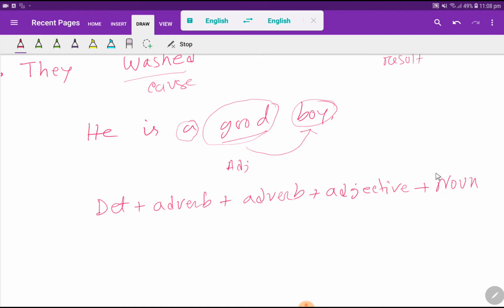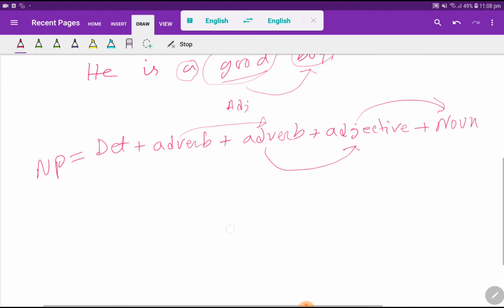Look, we can modify a noun by an adjective. We can modify an adjective by an adverb. We can modify an adverb by another adverb, right? So this is the structure of a noun phrase. Okay, this structure will help you to determine the parts of speech, right? Okay, let me give you an example.